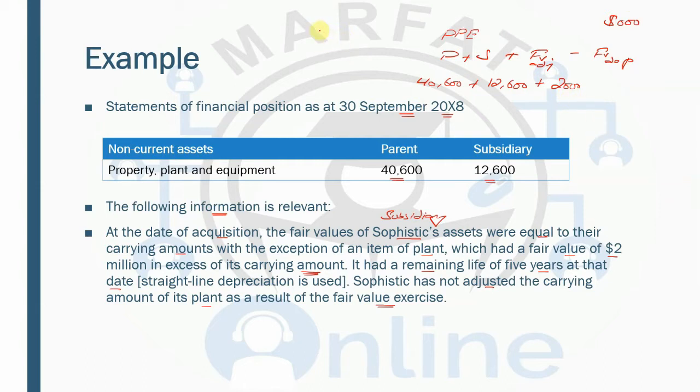So how much is the depreciation? Assuming the subsidiary is acquired at the start of the year, 2,000 is the fair value uplift, and the remaining life is 5 years. So the depreciation will be 400, and 400 will be deducted from here. If there is a mid-year acquisition, that means the subsidiary has been acquired mid-year, then you have to do this pro rata by multiplying with months by 12. But here I have assumed that the subsidiary has been acquired at the start of the year, so I have deducted the full depreciation from here. So this is the important thing you need to understand, that when there is a fair value uplift, you will be deducting the depreciation.